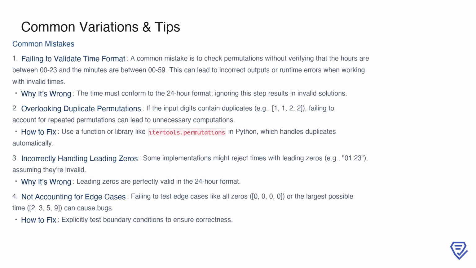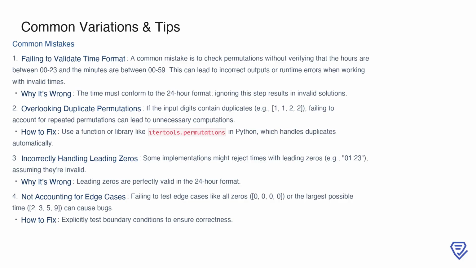In this section, we'll discuss some common mistakes to watch out for when solving this problem. One frequent error is failing to validate the time format. It's not enough to simply check permutations of the digits. You need to ensure that the hours are within the range of 00 to 23 and the minutes are between 00 and 59. Skipping this step can lead to incorrect outputs or runtime issues because the solution might try to use invalid times.